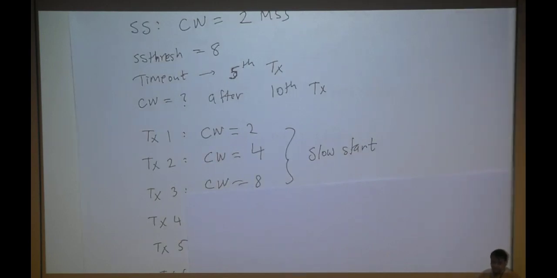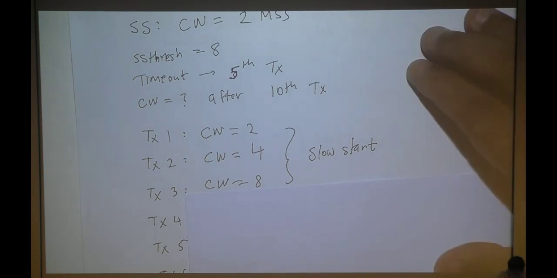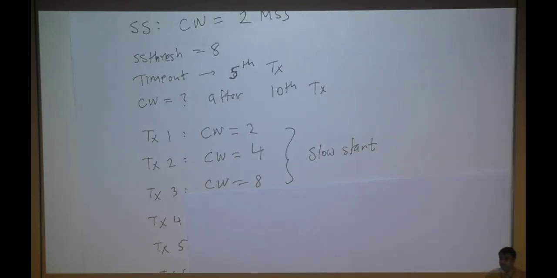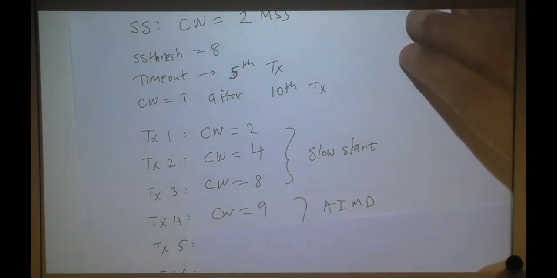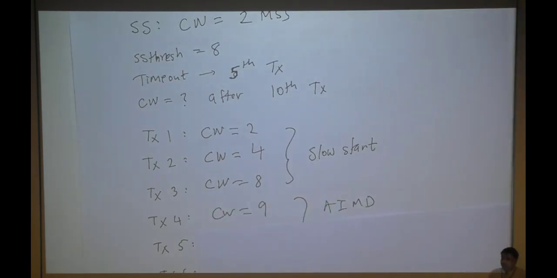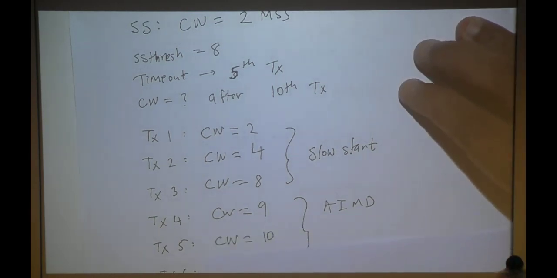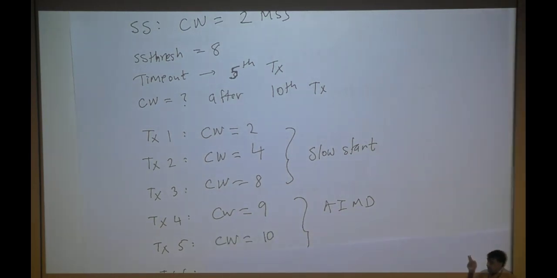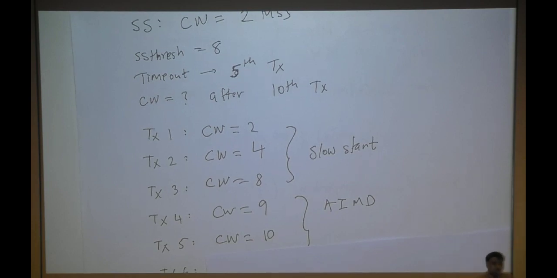So what am I going to do now? Yeah, I'm going to go into AIMD, right? So in transmission 4, what's my window size? Okay. And transmission 5? 10. But then what happens? There's a timeout. Okay, so what's going to happen now? Yeah, I think you're right. I want to make sure everybody's with me. So what's going to happen?